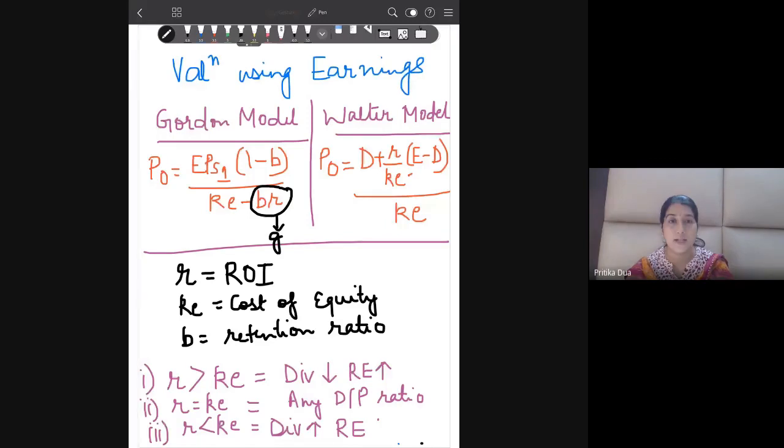Okay, so under the earnings model, these are the first two models which we are doing. One is the Gordon model and the second is the Walter model. I hope you people have noted down the formula, as we'll move to one last question. Okay, on the Walter model, we'll take up one question.